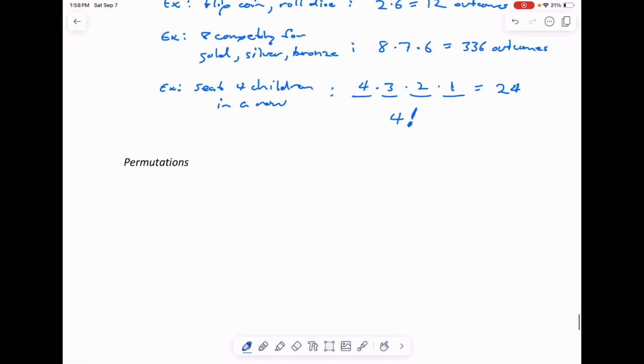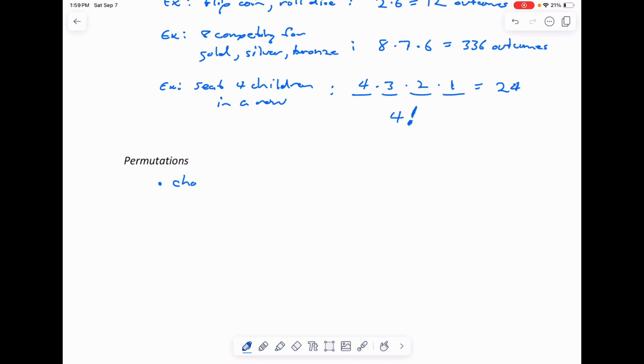Permutations and combinations. This is a fairly common one that we see, especially in what I would call academic probability. A permutation is simply a way of counting the number of ways an event could occur when you've got a couple of conditions in place. First of all, you are choosing R items from N items. So you're choosing 3 people from a group of 8 people, or whatever the case may be. So R from N.